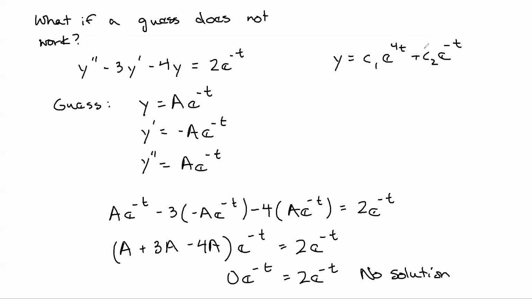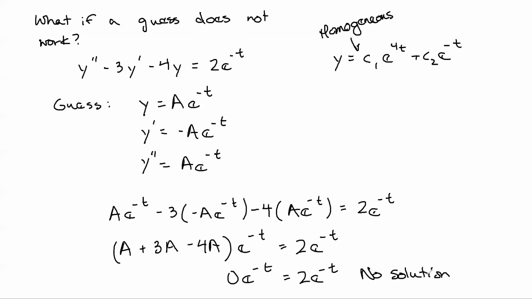Since it's a solution to the homogeneous, if you take this and plug it into the left-hand side here, we're going to get 0, because that's what it means to be a solution to the homogeneous. So since it's going to be 0 on the left-hand side, it can't possibly be 2e to the negative t. So this actually was not a great guess. But that's okay if you didn't catch that. It's okay to just plug in, get to the end here, and get no solution.